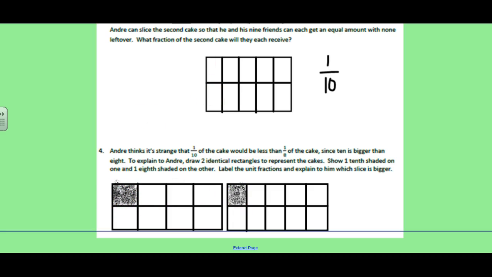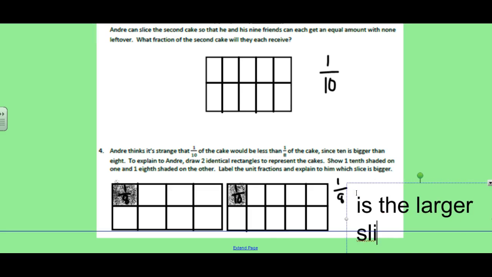And it also said to label the unit fractions and explain to him which slice is bigger. So you're going to want to make sure that you're labeling this is 1/8 and this is a 1/10. And we're going to have to tell him which slice is larger. So we're going to put that 1/8 is the larger slice.